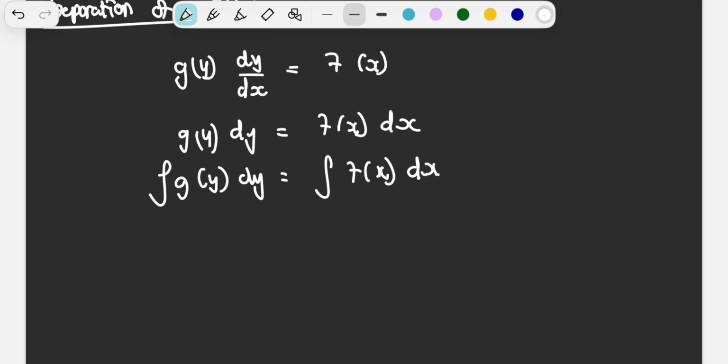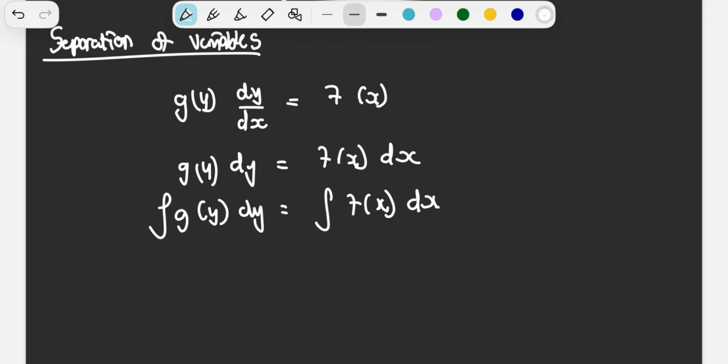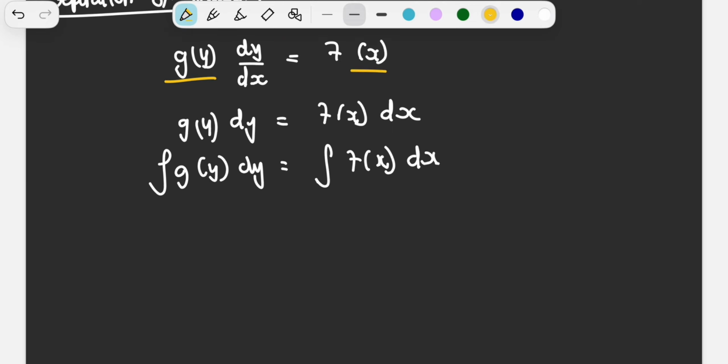So you can integrate the function with y with respect to y and integrate the function with x with respect to x, and you'd have obtained your answer. So this is what we call separation of variables. You're trying to separate the two functions that you have, a function containing y and a function containing x. So I'm going to give you examples to just make sure that you understand this.